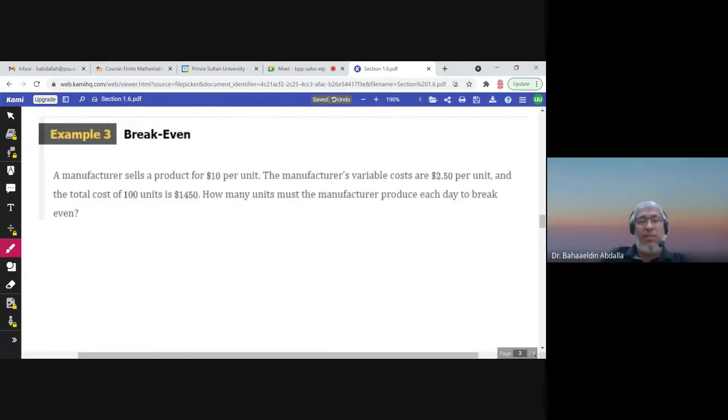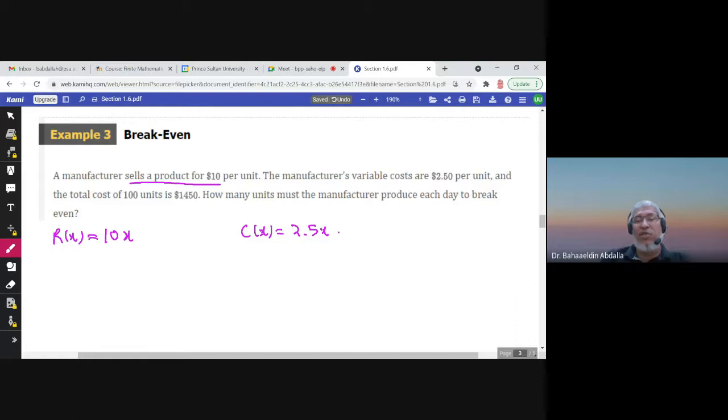And let us have this example. A manufacturer sells a product for $10 per unit. So this is the selling price. So this will give you the revenue. If the number of units sold is x, then 10 times x would be the revenue. The manufacturer's variable costs are $2.50 per unit. So the cost function would be 2.5 times x, that's the variable cost.